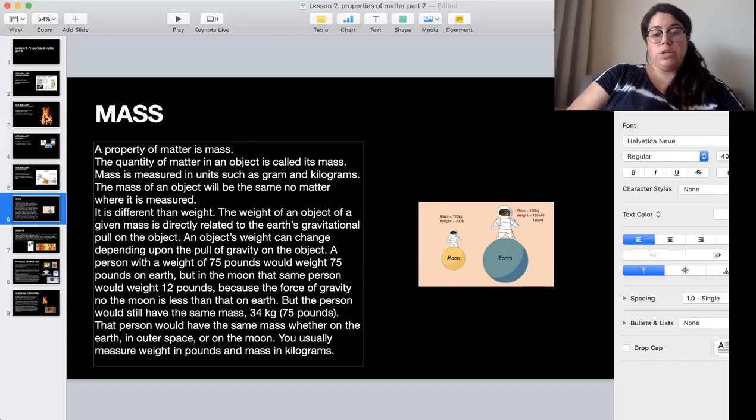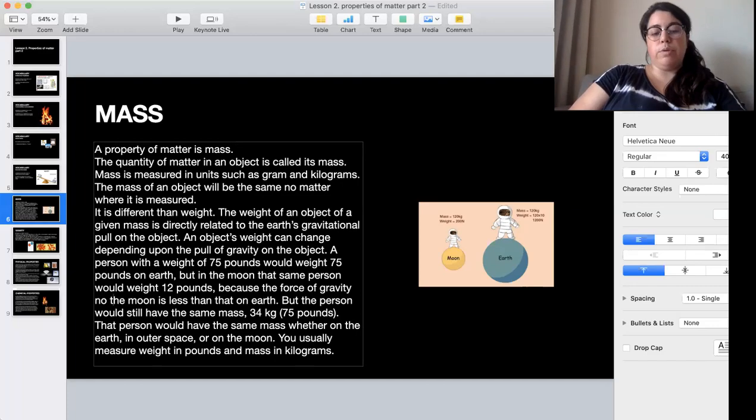So we would say that your mass on Earth would be 34 kilograms, for example, and on the moon, the mass would be the same, 34 kilograms. But your weight would be different. Tu masa se mantiene igual, tu peso cambia. That person would have the same mass on the Earth, in outer space, or on the moon. You usually measure weight in pounds and mass in kilograms.